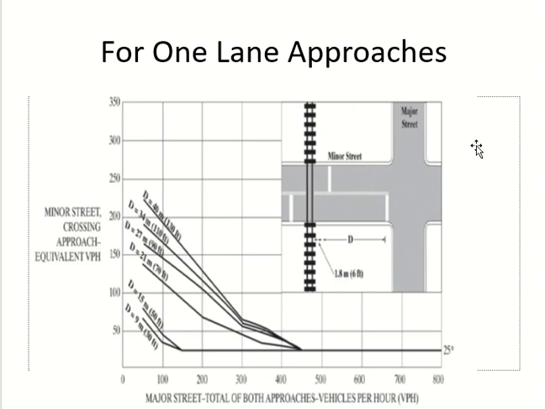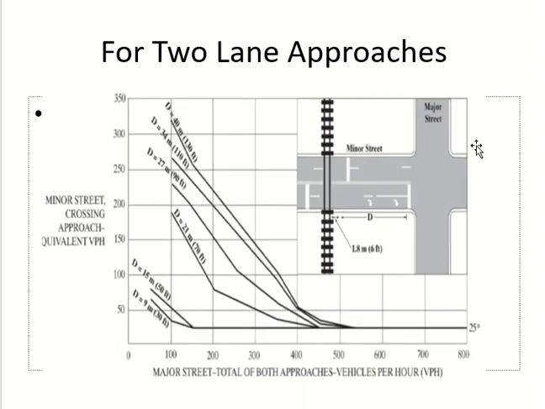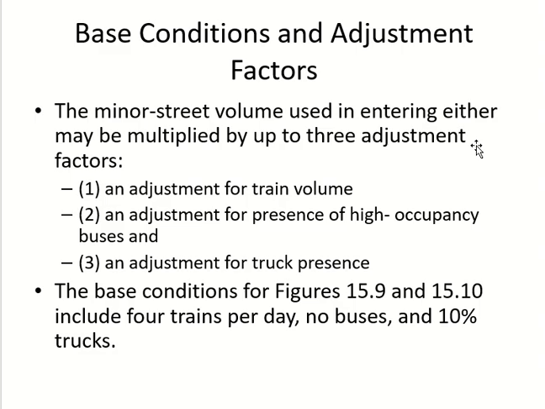If your point is above this curve, that means the warrant is fulfilled. If your point is below this curve, then the warrant is not fulfilled. Each curve is for a different distance of the railway line from the intersection. It is measured from the stop line of the intersection to the edge of the railway line. This is the edge, so we are measuring till the edge. This is for one lane approach, and if you have 2 lane approach, you will use this curve.